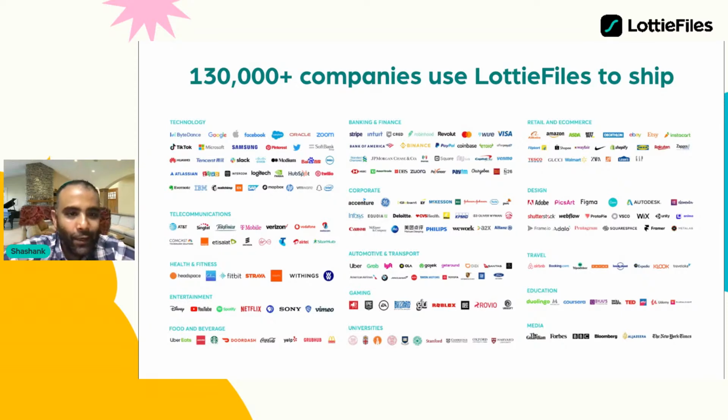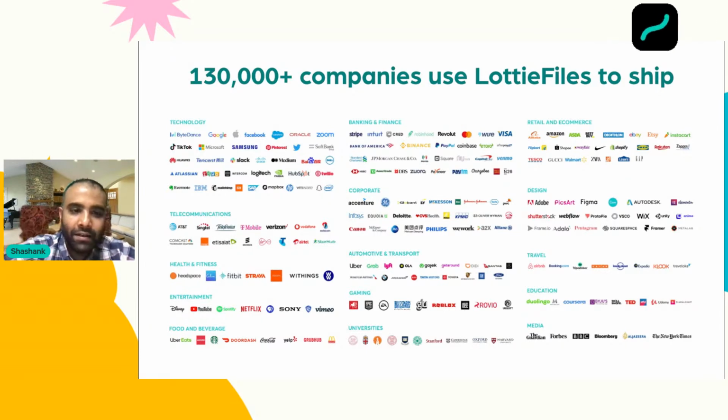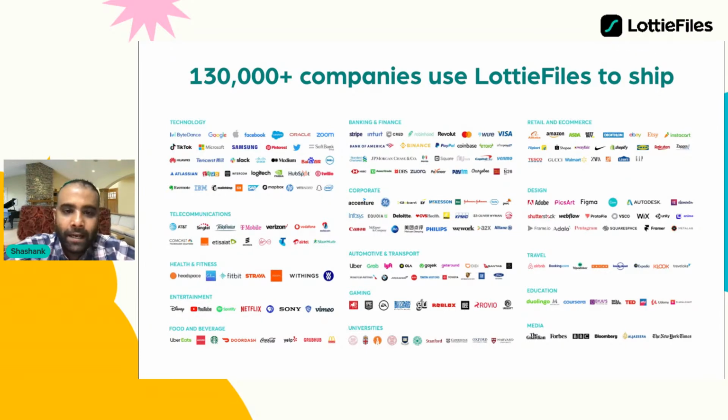So that's a quick intro about LottieFiles. At this point of time, 13,000 plus companies are using LottieFiles to ship animations. If I name a few, there's TikTok, Google, and Airbnb, which are some of the few which are using it. So you can also try to get a hang of it to see how you can utilize it in your day to day life when you build the application.